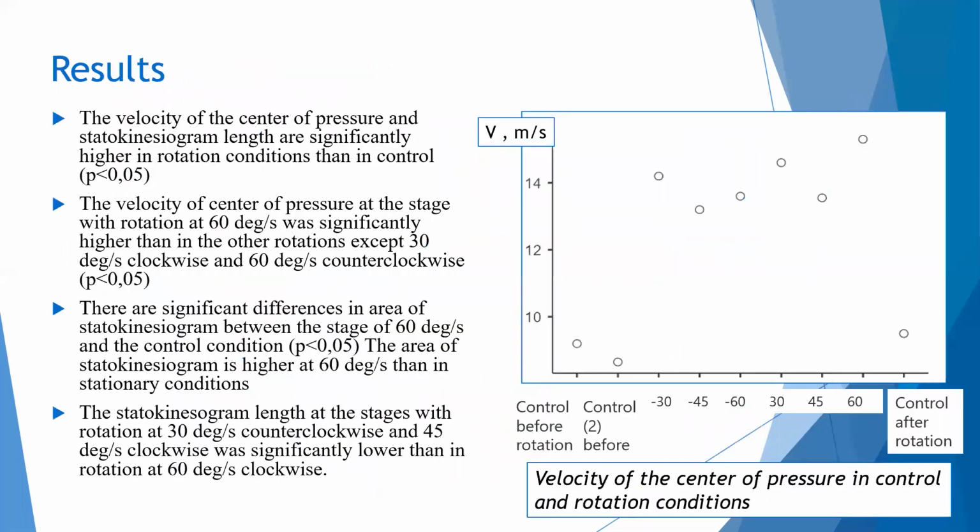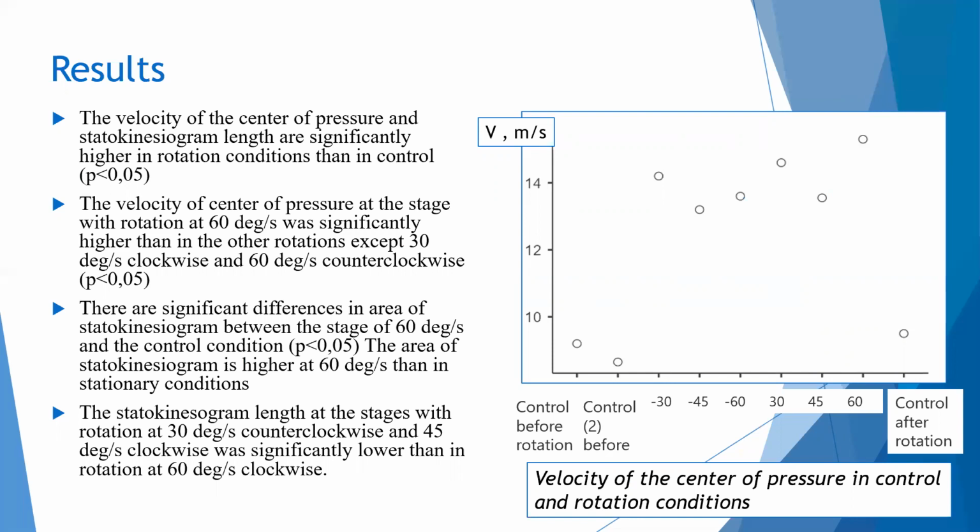Now let's move on to the results. The figure shows the average velocity of the center of pressure under control conditions, no rotating stimuli, and during rotation at different speeds. As we can see, the velocity of the center of pressure is significantly higher in rotational conditions than in control. P-value is less than 0.05.